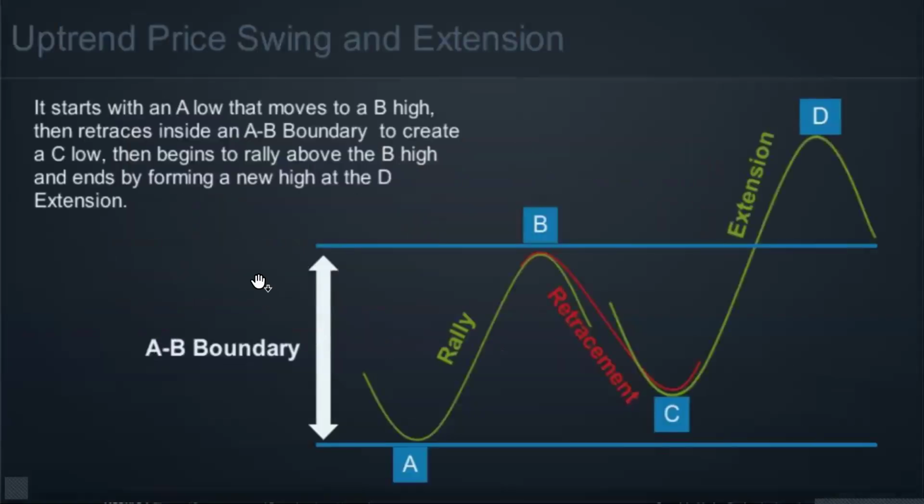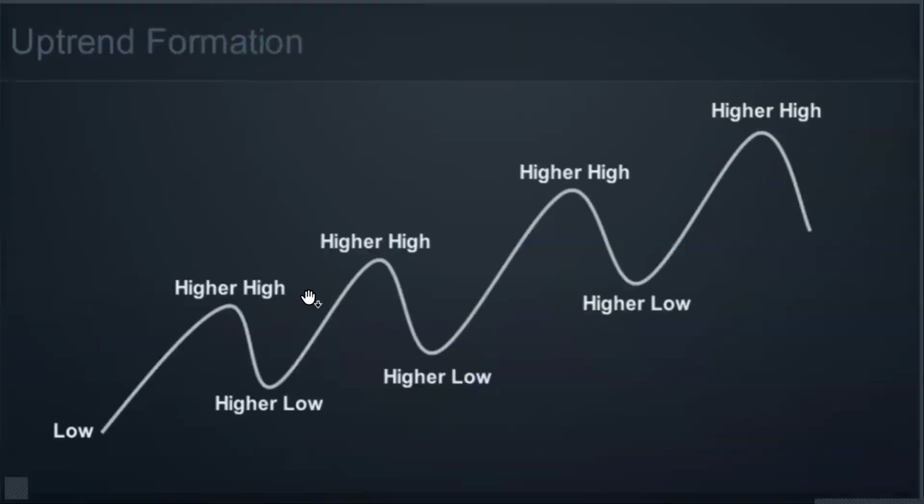So we'll still come back to our price swing. This is our price swing. We say the market forms A, B, C, D. And when the market does that, the market starts creating higher high, higher low, higher high, higher low. This is your A, B, C, D. A, B, C, D. A, B, C, D. So we just continue to do this.